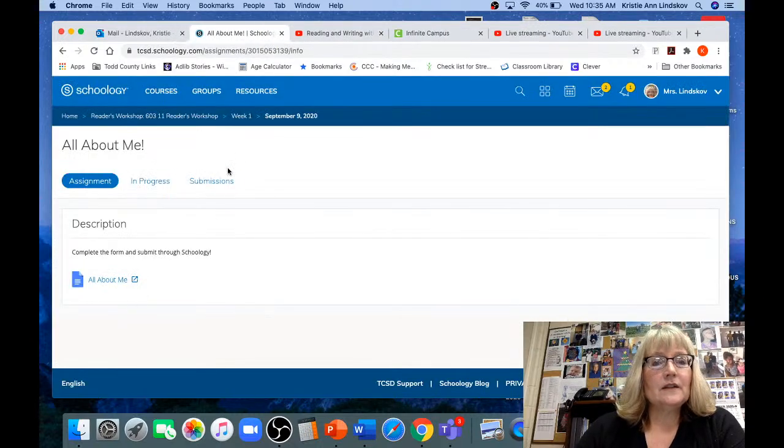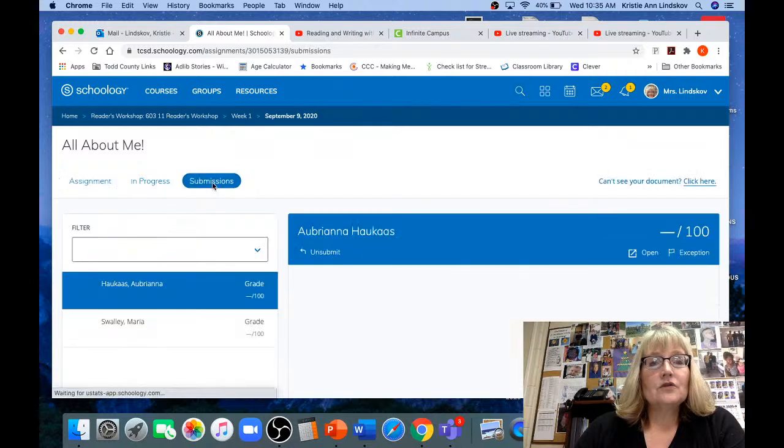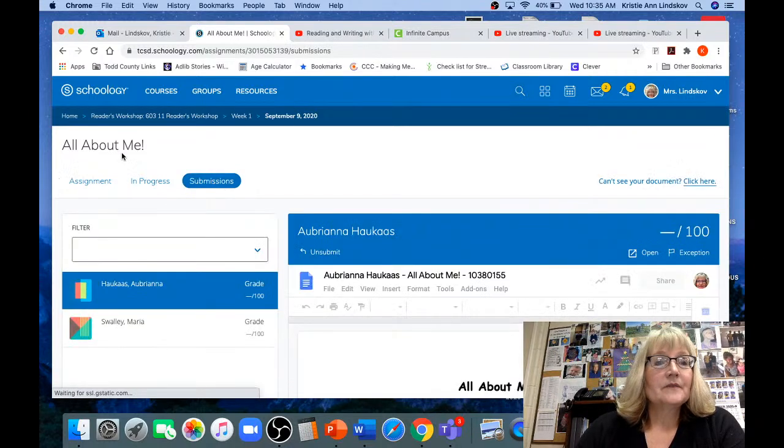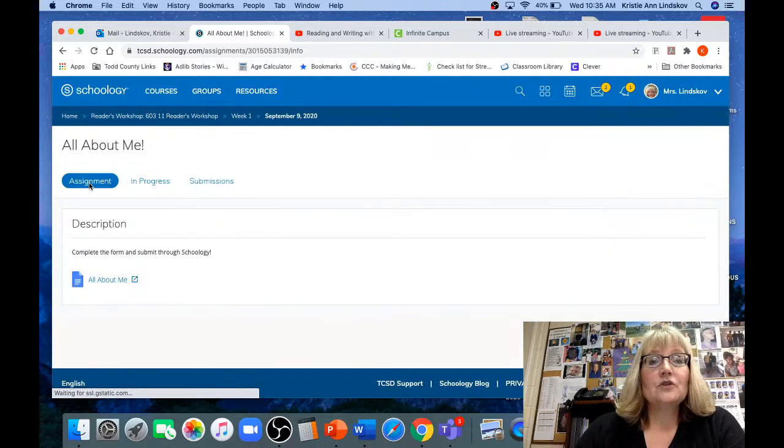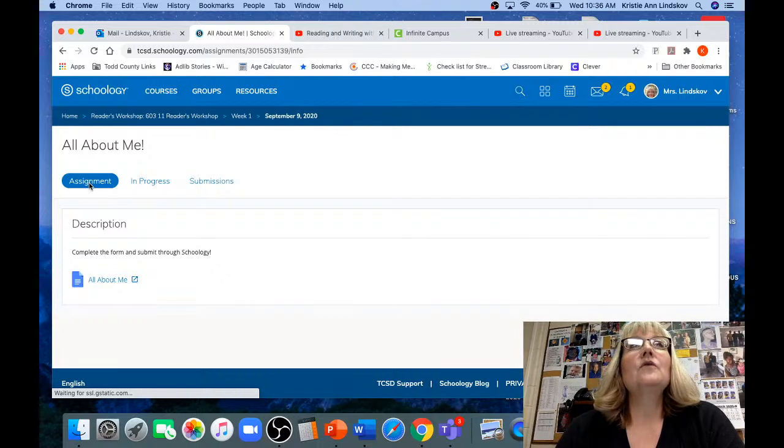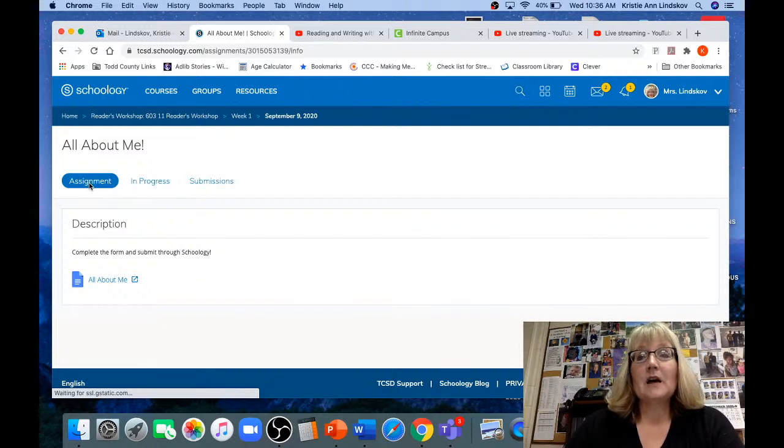So once you've filled it out, you should be able to go to submissions, and I already have one that's filled in here. So that's what I want you to do. If you're having trouble with it, we'll try and figure it out. But I'm going to give you about 8 minutes to fill this out. So I'm going to just be quiet for a little bit, monitor the chat to see if there's any questions, and then I want you to get that submitted.